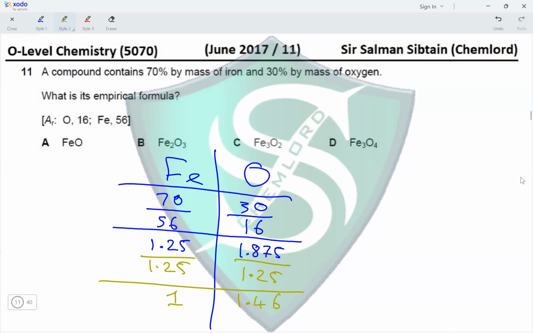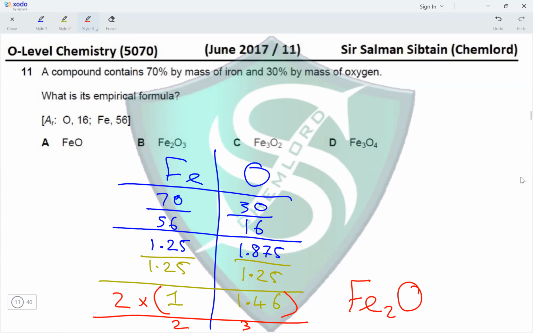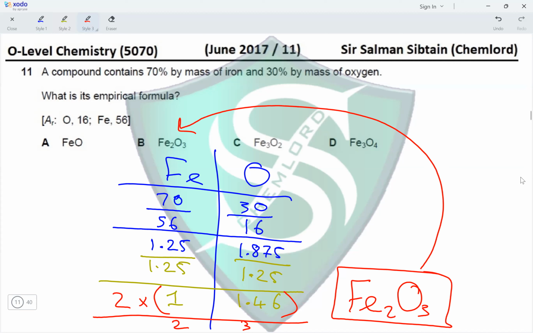1.5 for oxygen. Now, we multiply these values by 2 to end up with 2 moles of iron and 3 moles of oxygen. Therefore, the empirical formula of the oxide of iron is Fe2O3, which makes option B the correct option for this question.